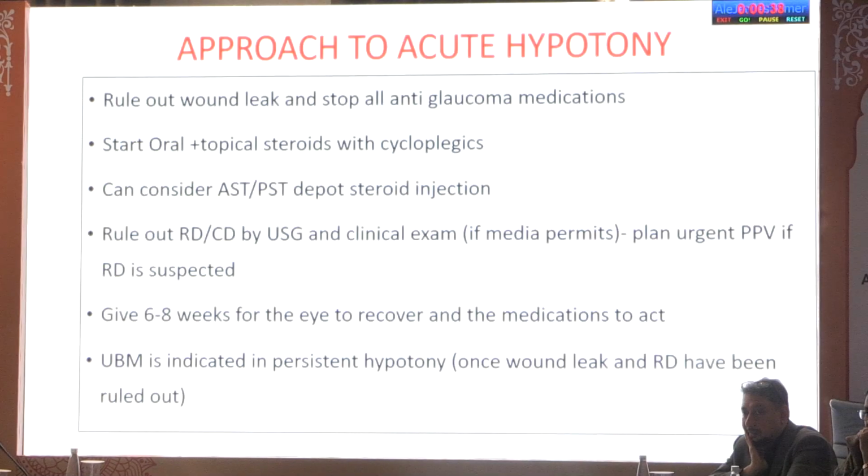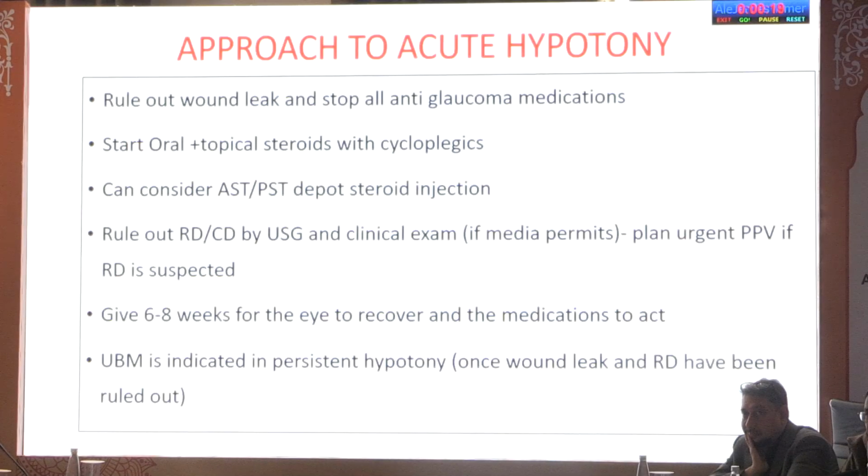I'm going to quickly round up with 2 slides. So typically, if you have acute hypotony, you want to try and rule out a wound leak. You want to stop all anti-glaucoma medications and take a good drug history. You can consider starting topical cycloplegics and topical or oral steroids, depending on whether there is hypotonic maculopathy or corneal changes or not.